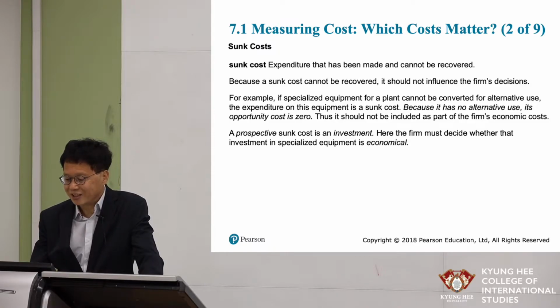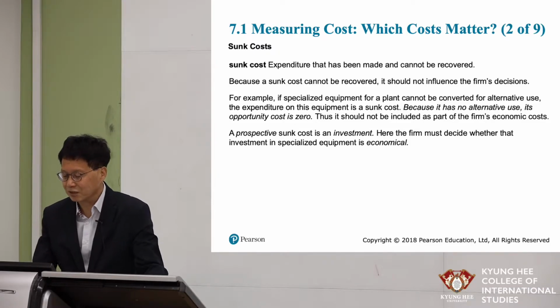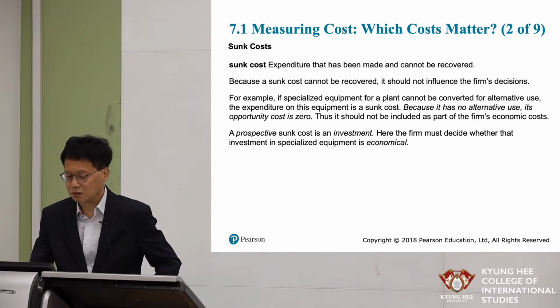For example, if a specialized piece of equipment for a plant cannot be converted for alternative use, right? Then the expenditure on this equipment is a sunk cost. That is sunk cost, not recovered. Because it has no alternative use, its opportunity cost is equal to 0. The opportunity cost of sunk cost is 0, right? Thus, it should not be included as part of a firm's economic cost. A prospective sunk cost is an investment. Here, the firm must decide whether that investment in specialized equipment is economical.